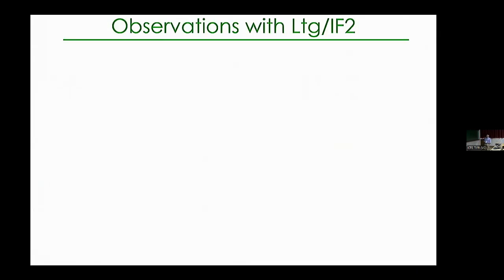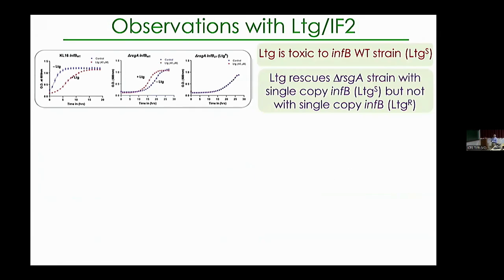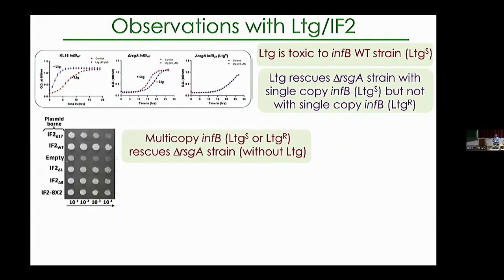So the observations that we have so far are as follows: in delta RSGA, lamotrigine will rescue, and this rescue is dependent on the presence of lamotrigine binding region in IF2. And this is when you have IF2 on a single copy. But when you have IF2 in multi-copy, then it will rescue the delta RSGA effect independent of lamotrigine and lamotrigine binding region.